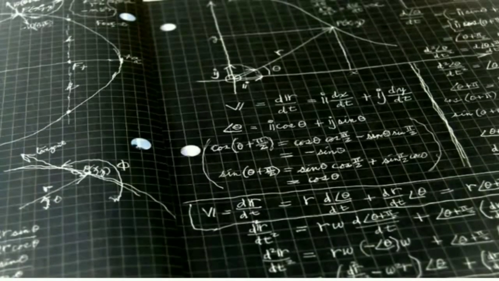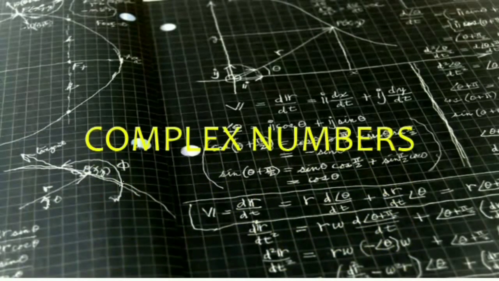After you watch this video, you're gonna learn what complex numbers are, how to know where they are on a number line, and how to classify complex numbers. So, complex numbers: it is a combination of real and imaginary numbers.